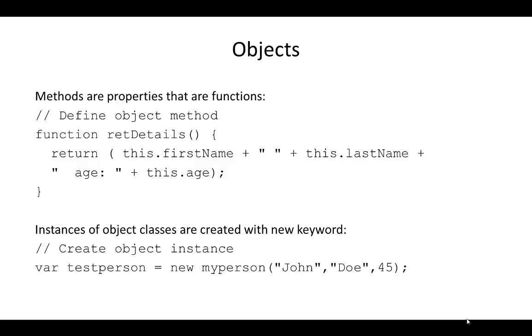If I want to create a person, an instance, I can do var testPerson, this is my example person, is a new instance, new keyword, of my person. So it's a new myPerson object. And I'm passing in 3 values, John, Doe, and 45. First name, last name, and age.